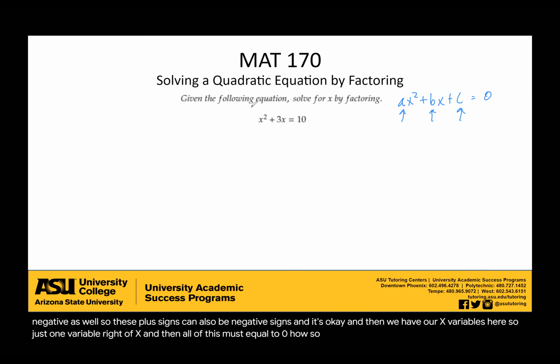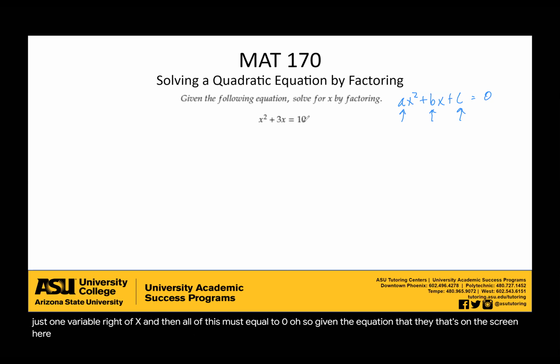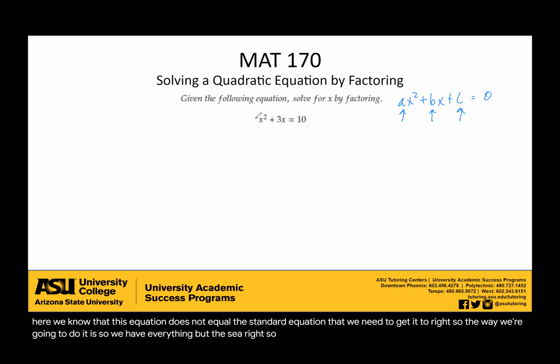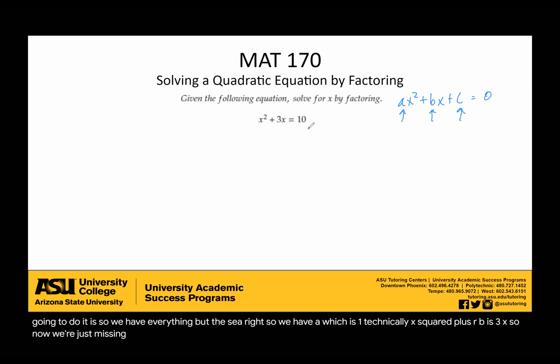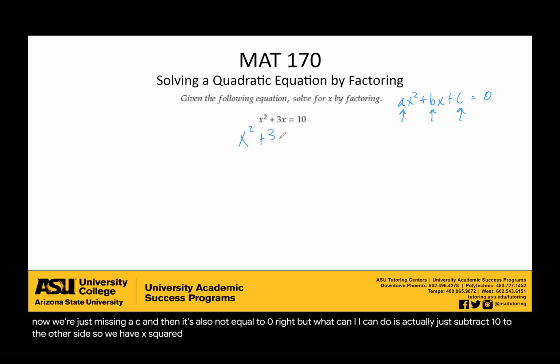So given the equation that's on the screen here, we know that this equation does not equal the standard equation that we need to get it to, right? So we have everything but the c. We have a, which is 1, technically, x squared, plus our b is 3, x. So now we're just missing a c, and it's also not equal to 0. But what I can do is just subtract 10 to the other side. So we have x squared plus 3x minus 10 equals 0. And now we match that general form.